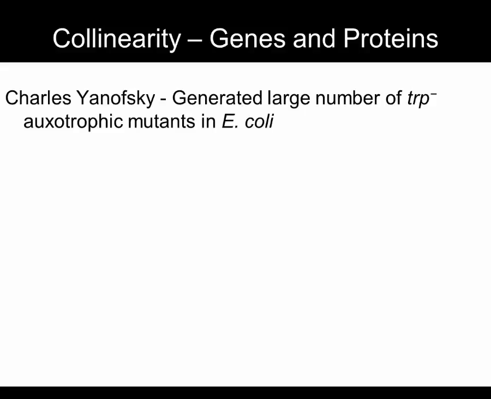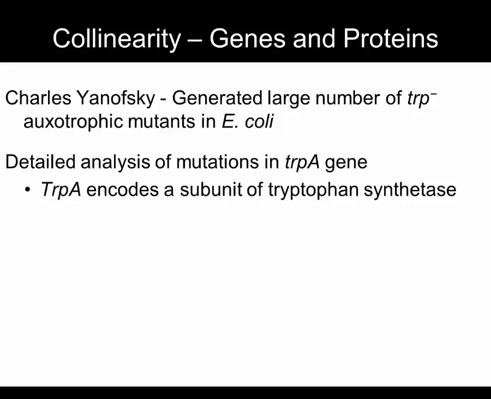The last big topic I want to address today is collinearity. A consecutive series of codons in a gene corresponds to a consecutive series of amino acids in the gene product. Charles Yanofsky originally demonstrated this by studying E. coli tryptophan auxotrophs. Specifically, he looked at mutations in the trpA gene, which encodes the protein tryptophan synthetase.